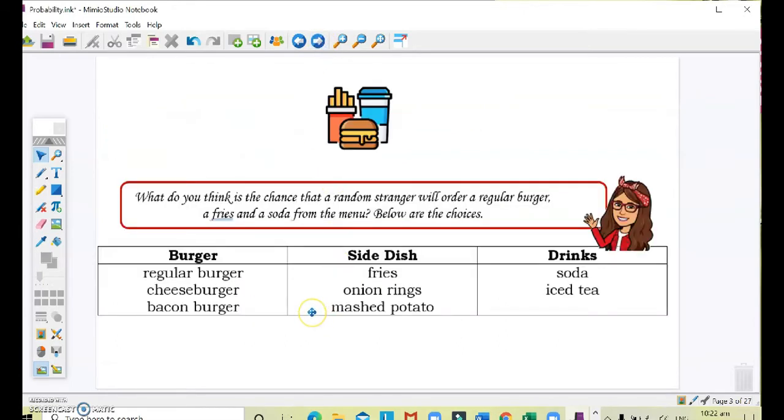What do you think is the chance that a random stranger will order a regular burger, a fries, and a soda from the menu? Below are the choices. So basically, the menu consists of burgers, side dishes, and drinks. We have 3 choices for the burger, 3 choices for the side dishes, and 2 choices for the drinks. So if we are going to do that, let's first create a tree diagram.